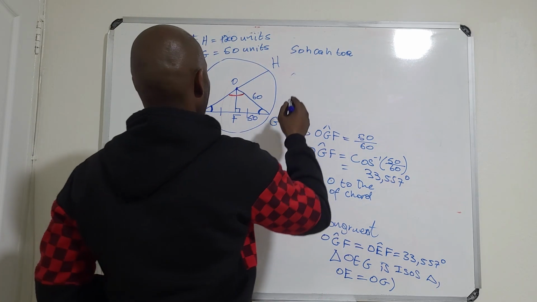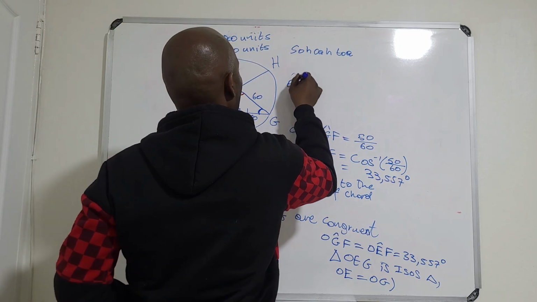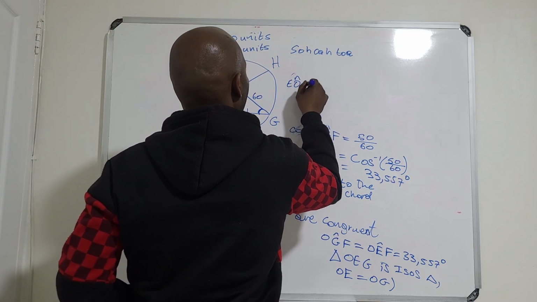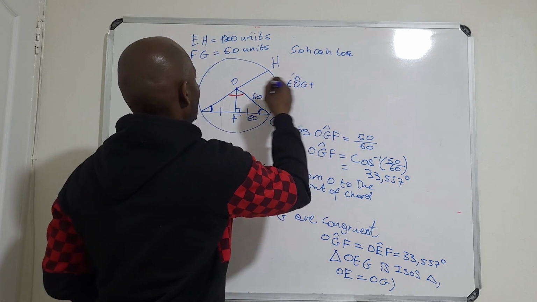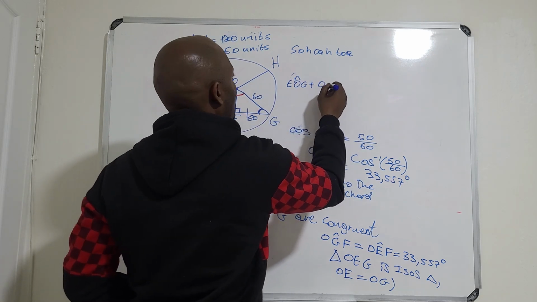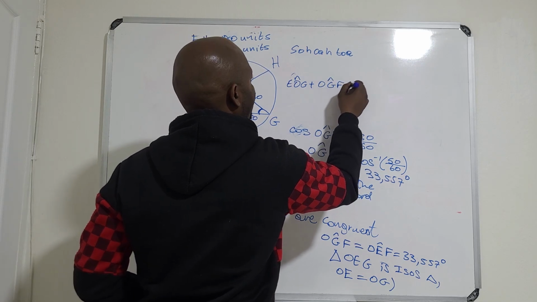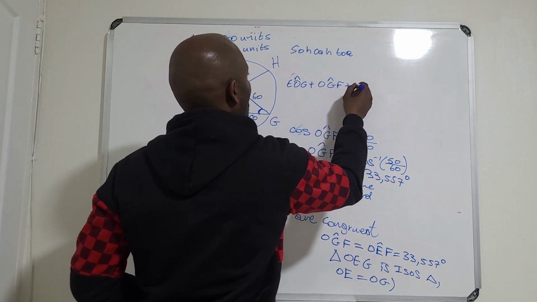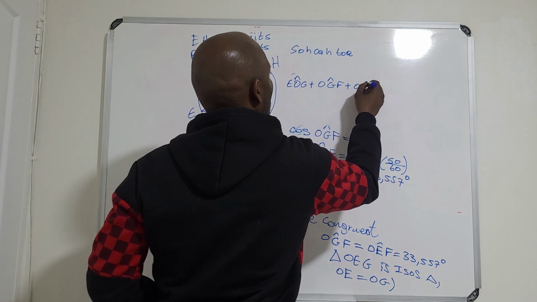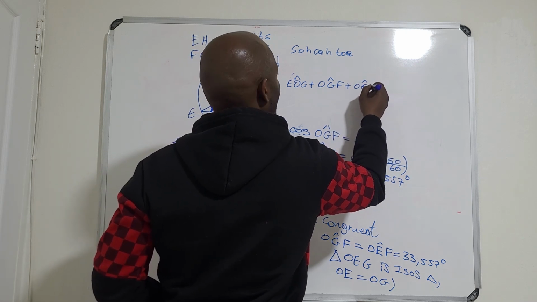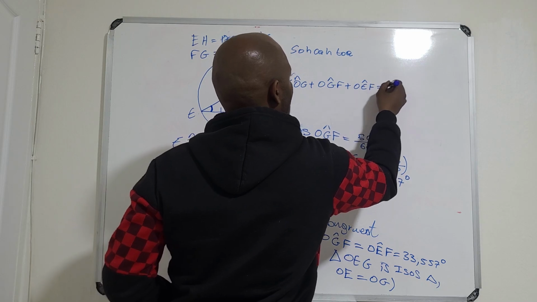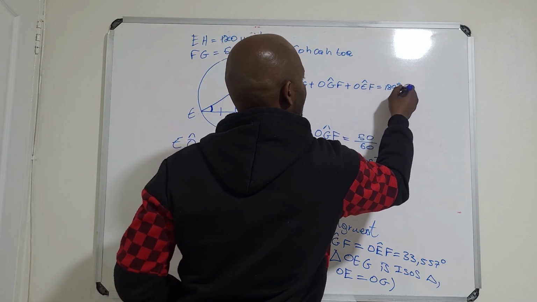We are going to say angle EOG plus angle OGF plus angle OEF is equal to 180 degrees.